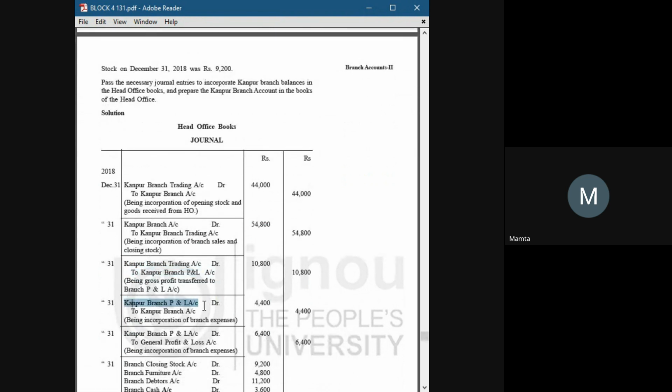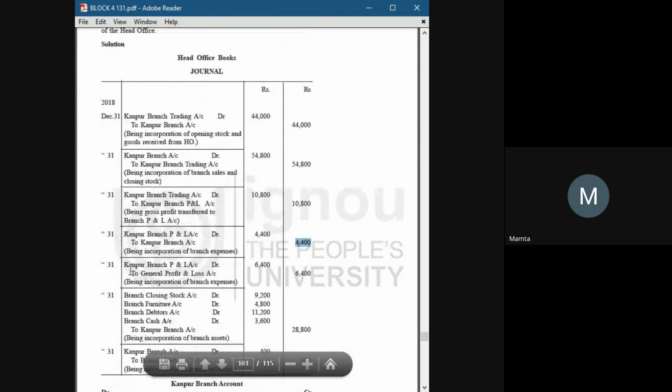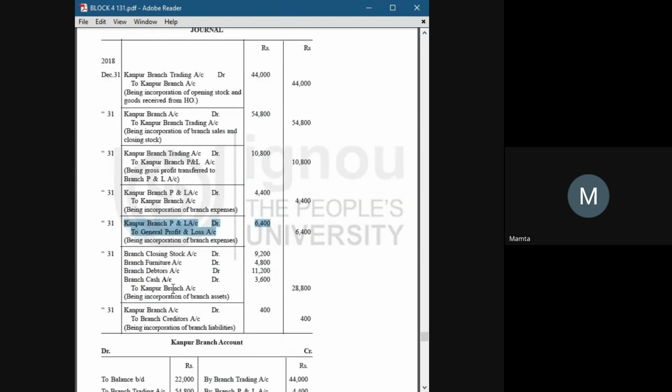Kanpur branch P&L account debit to Kanpur branch 4,400. This is the debit side. The general profit: Kanpur branch P&L account debit to general profit and loss account is 6,400.